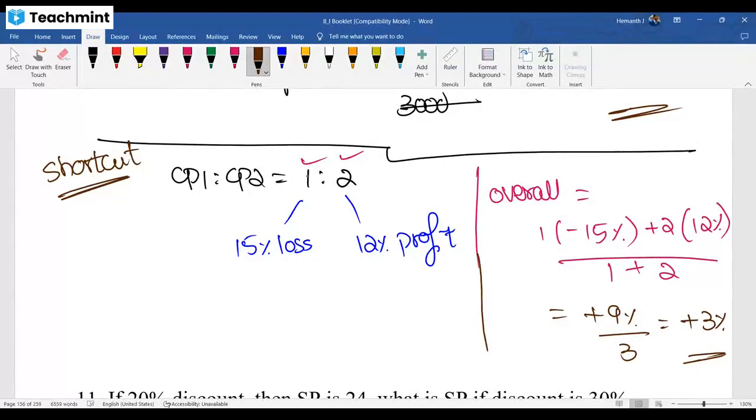So CP1, CP2 is 1:2. Okay, how do we calculate the overall scenario? As it is plus, I can mention this is profit. Plus means profit.